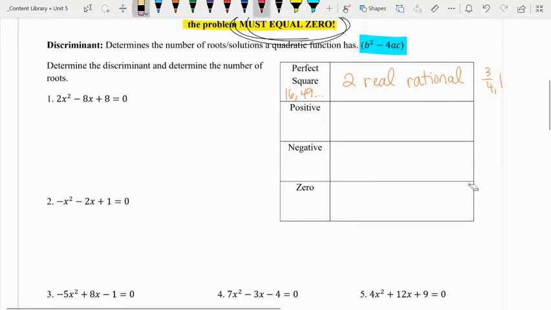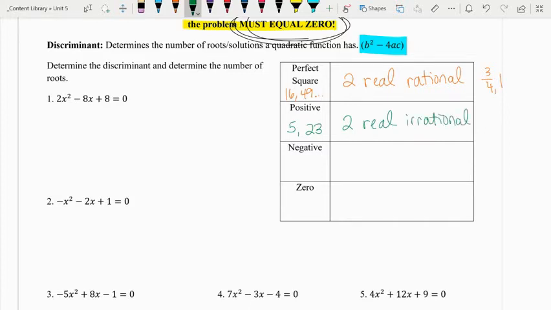If you get a positive number that is not a perfect square, so something like 5 or 23 or something like that, you're still going to get 2 real numbers, but now you're going to get irrational. The reason why is because now you have numbers that you can't take a square root of, so your answers will be something like 1 plus or minus the square root of 13 over 6. Something like that. So those are irrational numbers because you have those square roots left over.